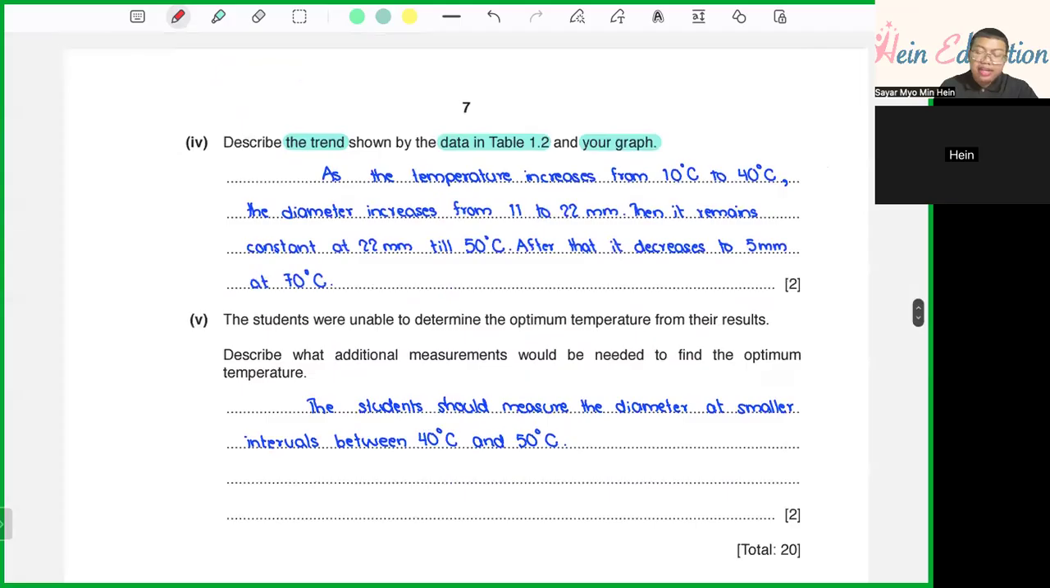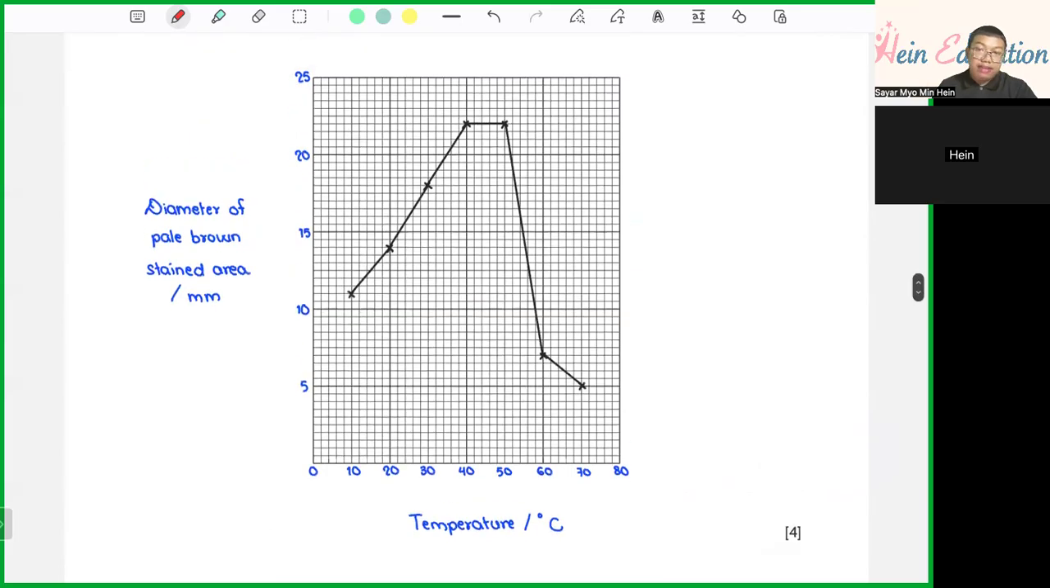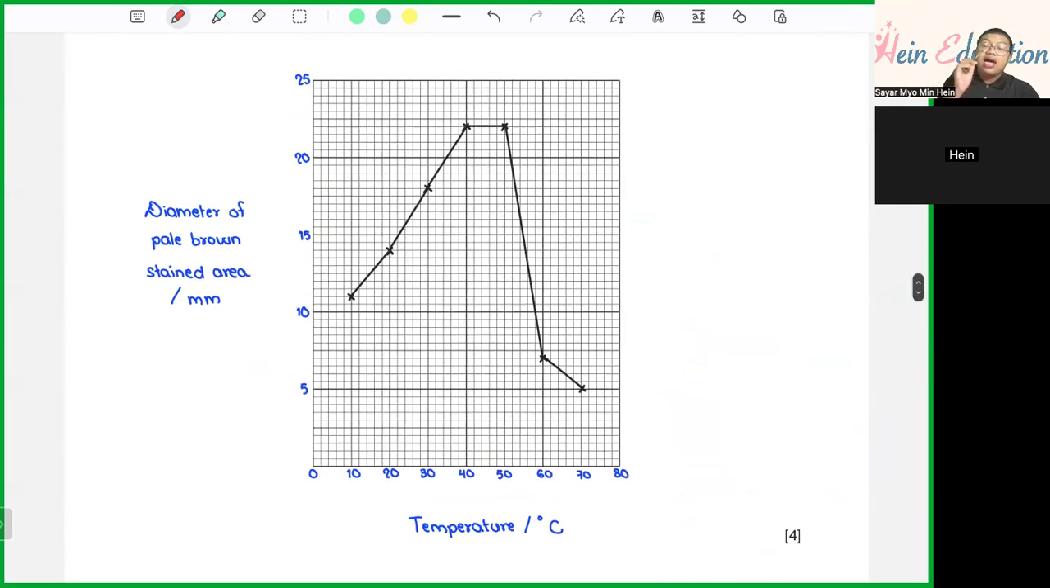And then describe the trend. They ask you to describe the trend shown by the data in table 1.2, as well as from your graph. By observing the graph and the table, you can see that as the temperature increases, the diameter of the pale brown stain area also increases. And then for a certain period, let's say at around 50 degrees Celsius, it remains constant and then it decreases. So that would be the trend.